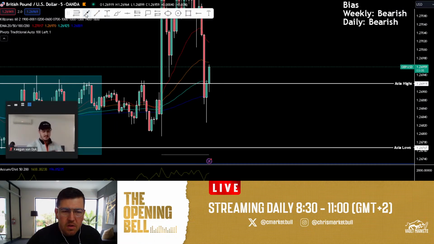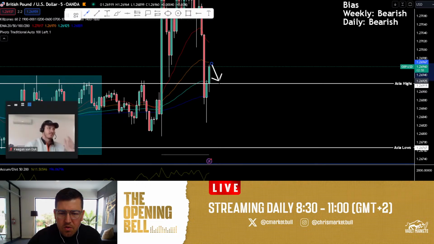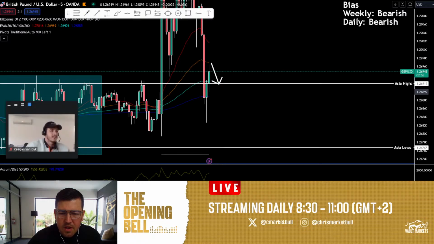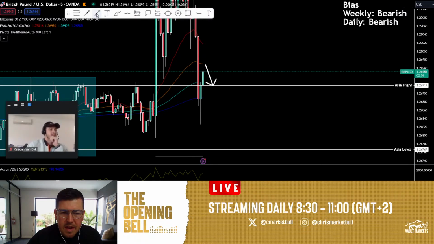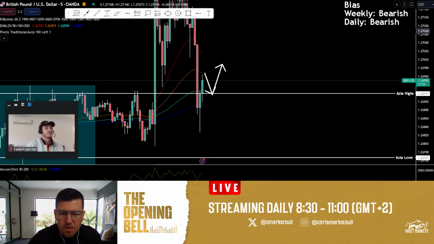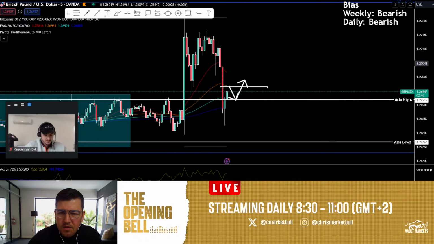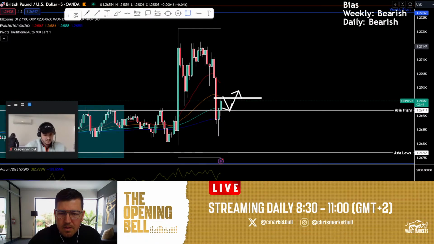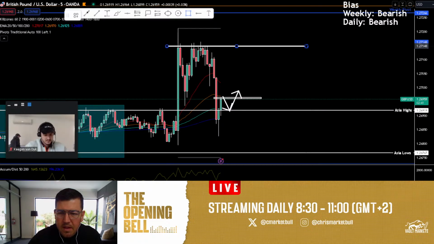Okay, GU. What I'm looking for is if we close bullish on this 5 minute and we do a retest of the Asia highs and we then get a minor break of structure, I will execute longs on it to actually go and retest the session highs. This level that we've got right there.